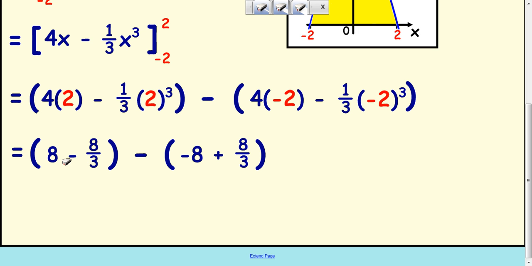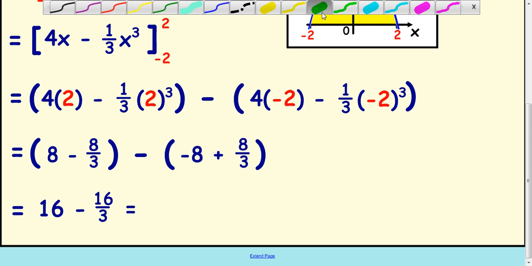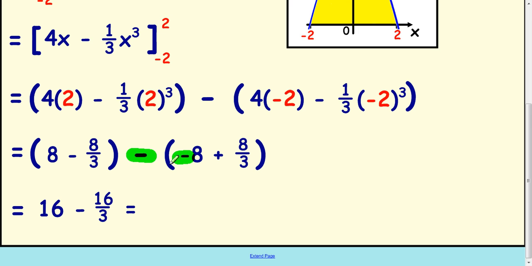And then say to yourself, well, 8 take away 8 over 3, take away negative 8 plus 8 over 3, that becomes a plus 8, and that becomes a negative 8 over 3. So what you end up with there is 8 plus 8, which is 16, and negative 8 over 3, take away 8 over 3, is negative 16 over 3. So all I've done there is I've taken into account this is a negative and a negative, so that becomes a plus 8 to that. And then that's a negative and a plus, so that's going to be a takeaway 8 over 3. So because we've got 2 of them here, it's negative 16 over 3.